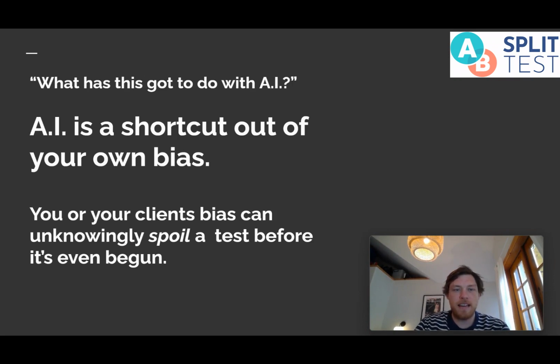What's this got to do with AI, you may be saying? Well, other than being a great buzzword that people love to hear about, AI is a shortcut out of your own bias. What that means is when you're creating tests and doing conversion rate optimization, you have to have a theory. When you have a theory, you then need to test the theory. And to test the theory, you need multiple alternate variations of the same sort of thing.